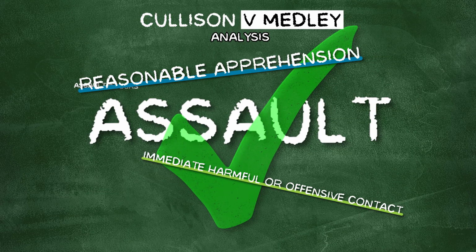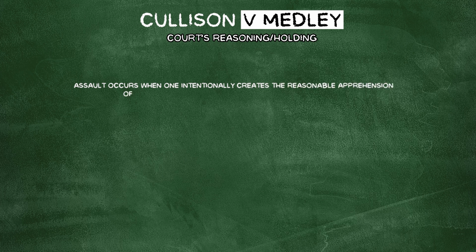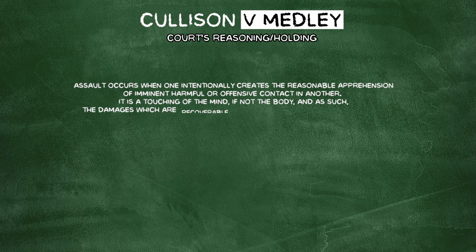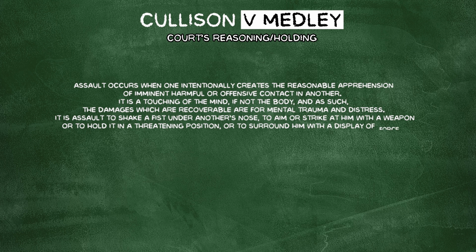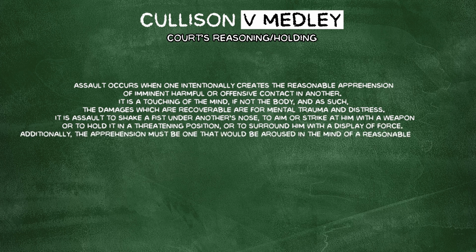They said, assault occurs when one intentionally creates the reasonable apprehension of imminent harmful or offensive contact in another. It is a touching of the mind, if not the body, and as such, the damages which are recoverable are for mental trauma and distress. It is assault to shake a fist under another's nose, to aim or strike at him with a weapon, or to hold it in a threatening position, or to surround him with a display of force. Additionally, the apprehension must be one that would be aroused in the mind of a reasonable person.